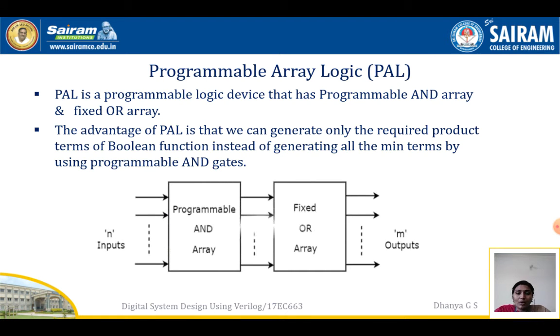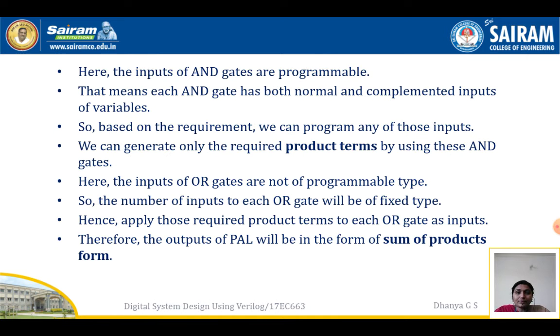You can see the block diagram of PAL here. It has n inputs and m outputs. We have two components here, a programmable AND array and a fixed OR array. Here the inputs of the AND gates are programmable. That means each AND gate has both normal and complemented inputs of variables. So based on the requirement, we can program any of those inputs.